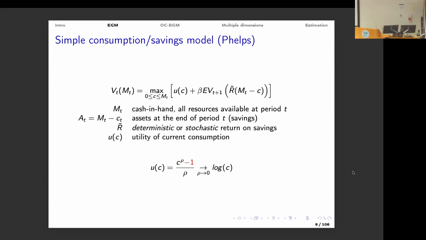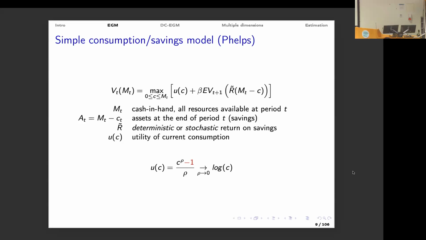The intertemporal budget constraint will be very simple here, right? So R is the deterministic or stochastic return on savings. I'll look at the deterministic setup first, and this is everything that's left after consumption, right? We will have a special letter for this asset left after consumption, and we will call it the end of period asset. This is nothing but the difference between M_t and C_t.